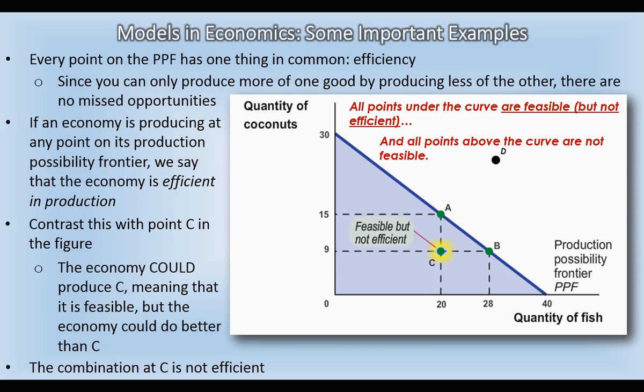So again, all points under the curve are feasible but not efficient. All points above the curve, so any point outside the production possibility frontier, are not feasible. We can't produce this amount of coconuts and fish given our technology and our productive resources. And all points on the curve are feasible. We can produce those, and they are efficient in production.